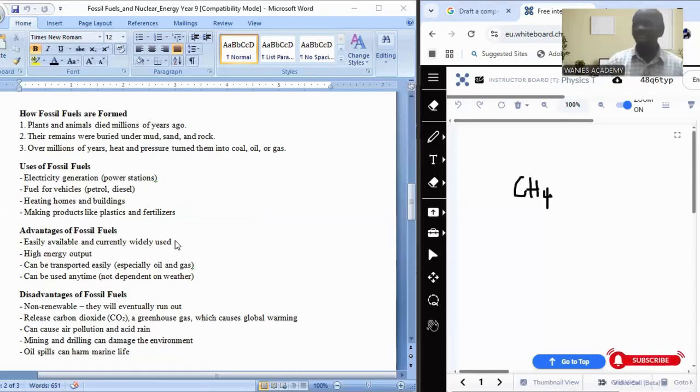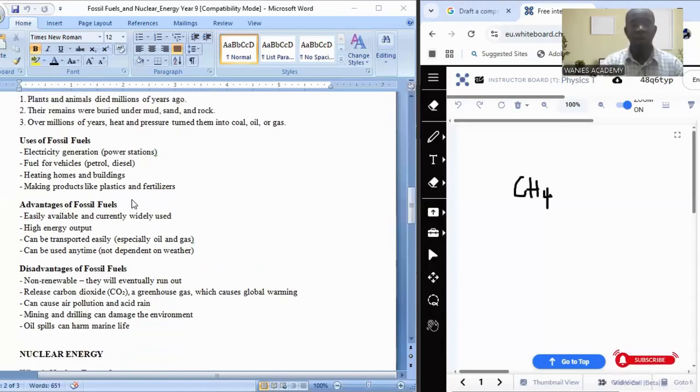Okay, no question. Now let's move on to the advantages of fossil fuel. What are the advantages of fossil fuel? Number one, they are easily available and currently widely used. Number two, they have high energy output compared to other sources of energy. Number three, they can be transported easily, especially oil and gas. Then number four, they can be used anytime, not depending on weather.